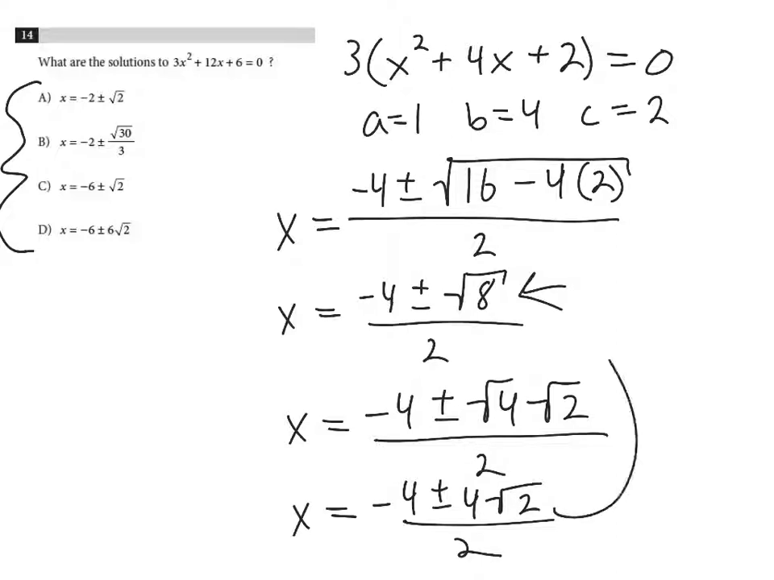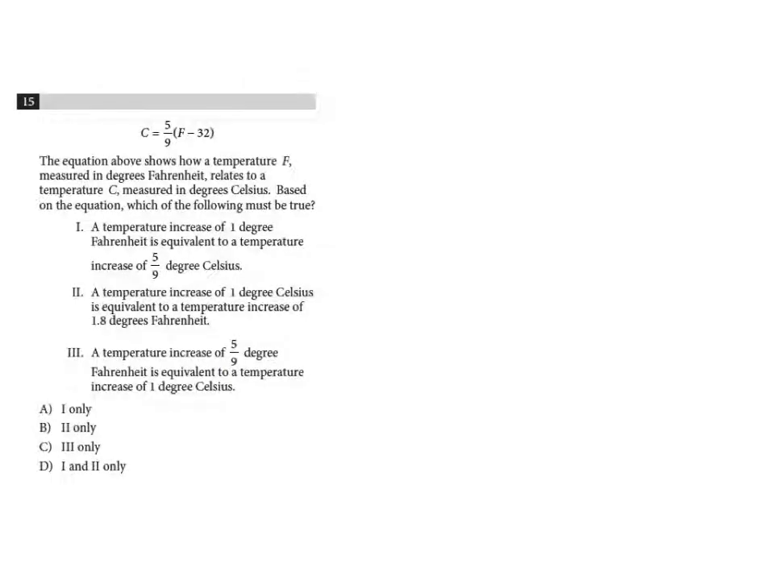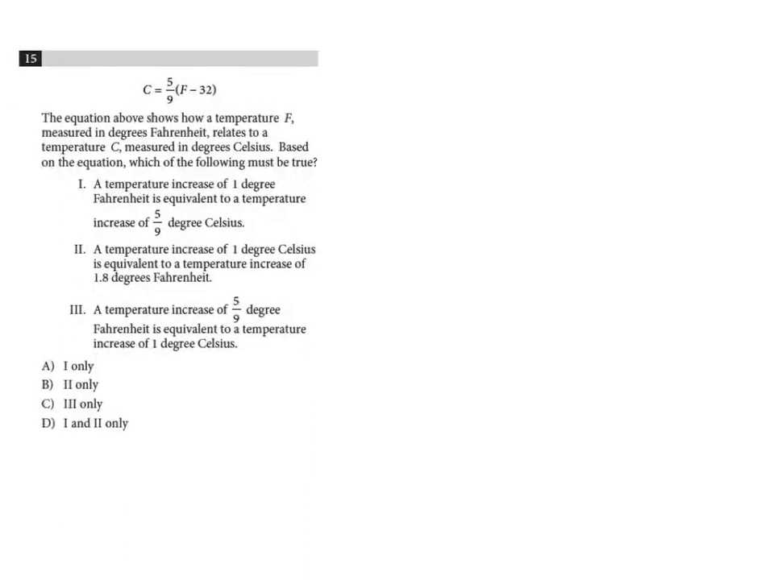Okay, and we are almost done here. x equals, I'm going to divide every term by 2, so that's going to be negative 2 plus or minus 2 root 2. Squeeze that in there just barely. So that's going to be our solution. Okay, 15.